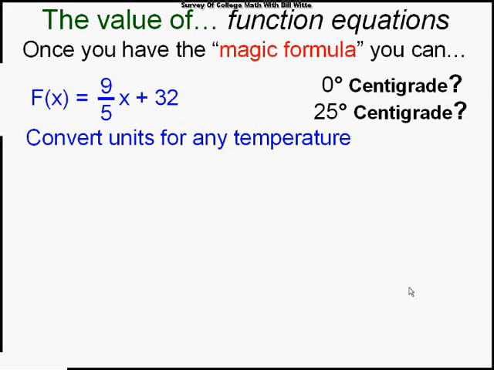Next. What if I put in 25 degrees centigrade? Okay, I can tell you the Fahrenheit version of that. Let's see. The 5 is going to cancel with the 25, and I'll get 5 times 9 is 45 plus 32. And I know it's 77 degrees. I could use the function to do that, you see.